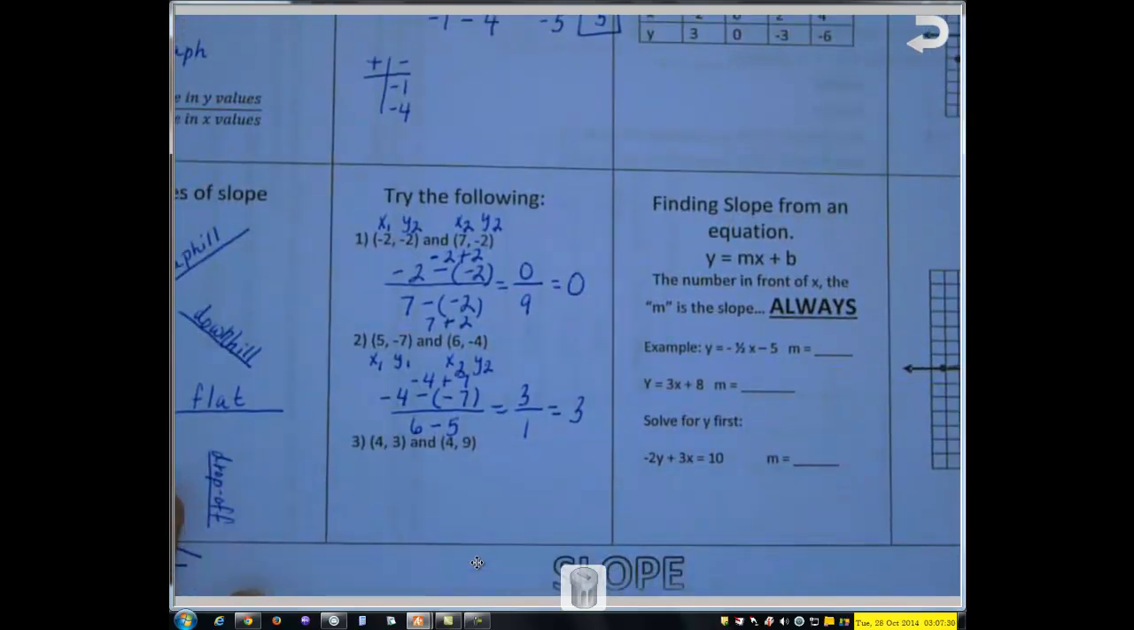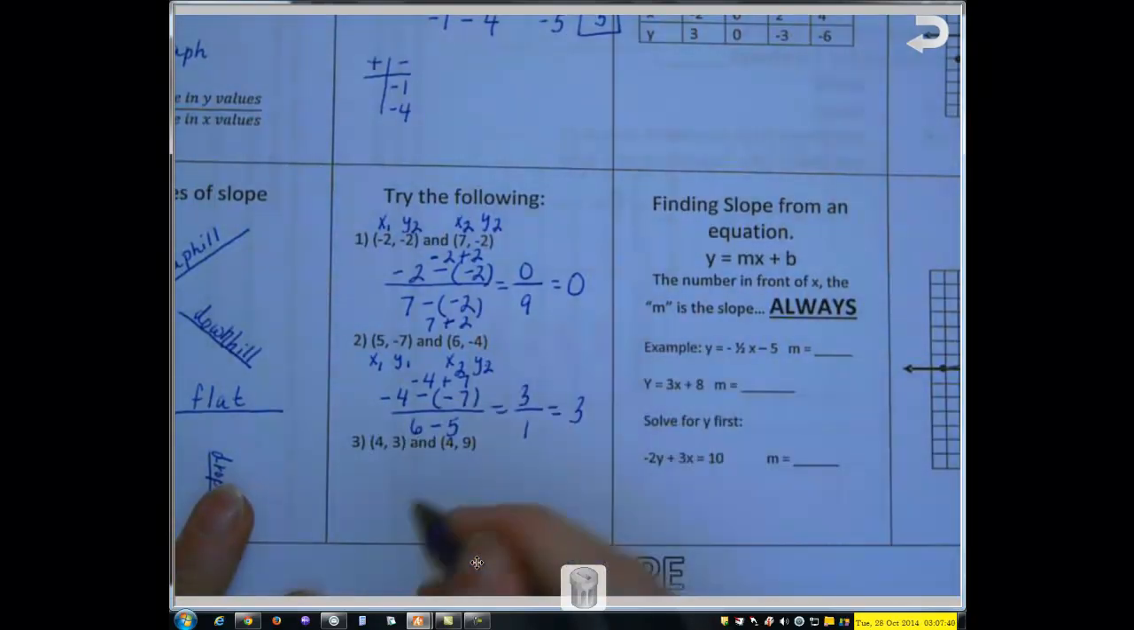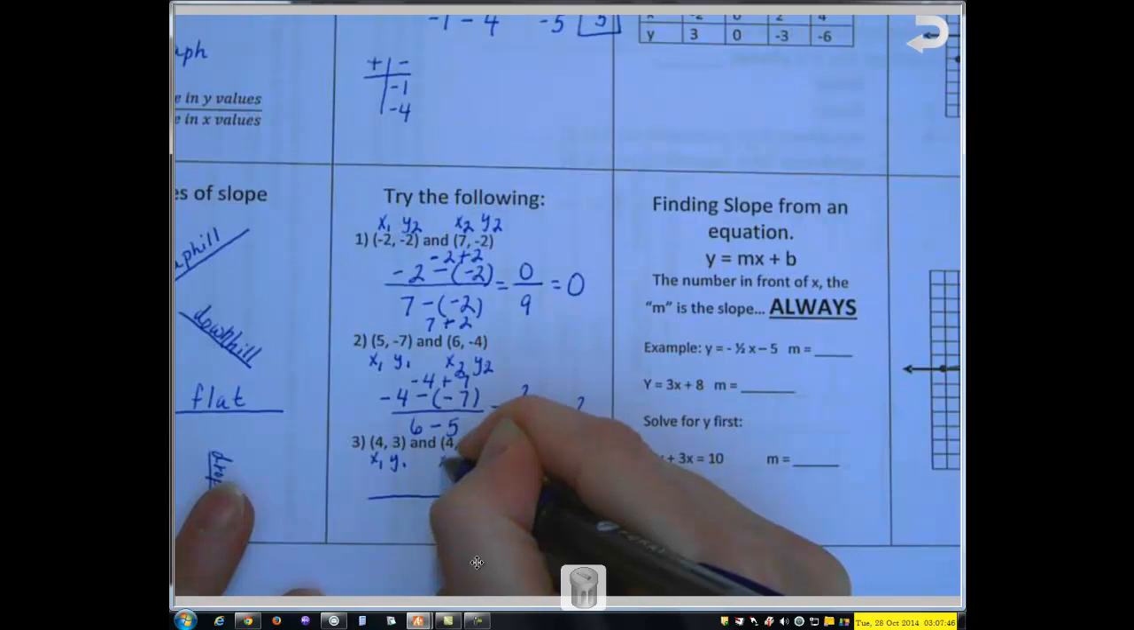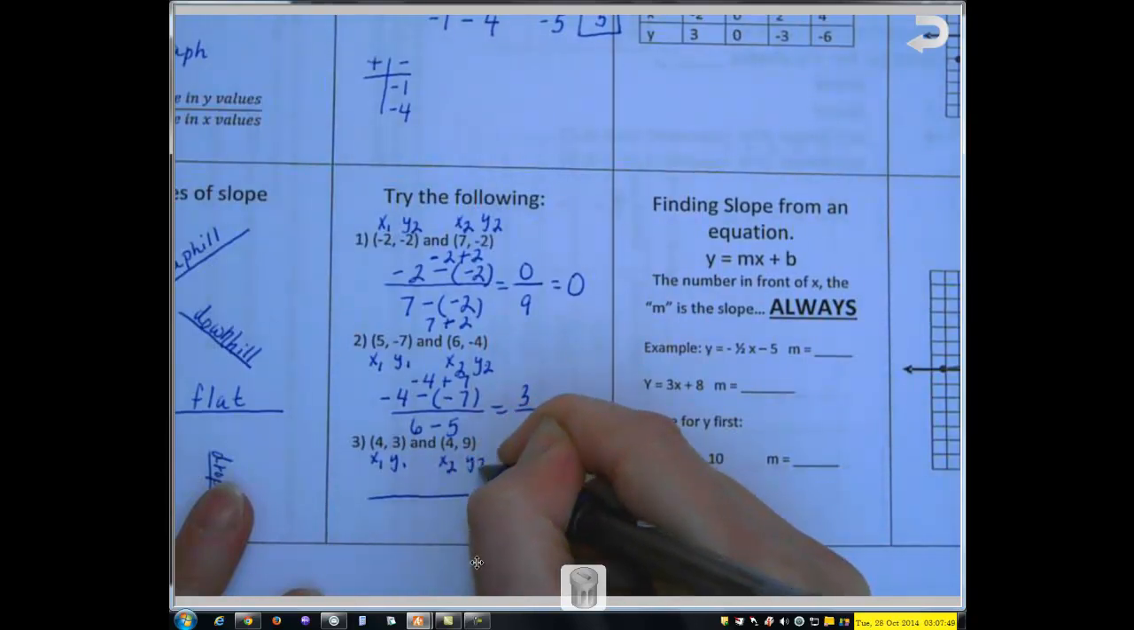Okay, let's do one last example. Again, go ahead and pause the video, try this example on your own, and then press play to check your answer. Here's our first x and our first y. Here's our second x and our second y.